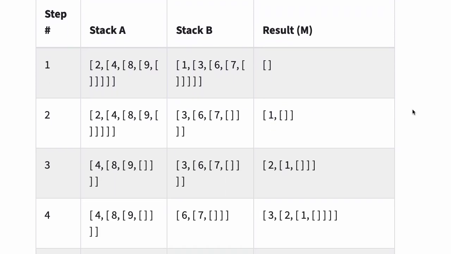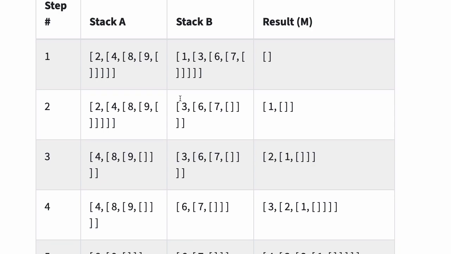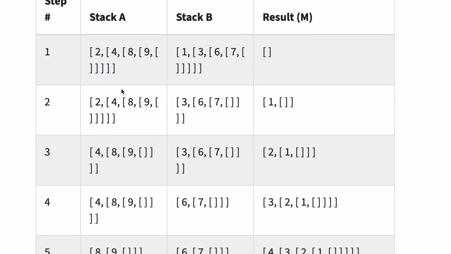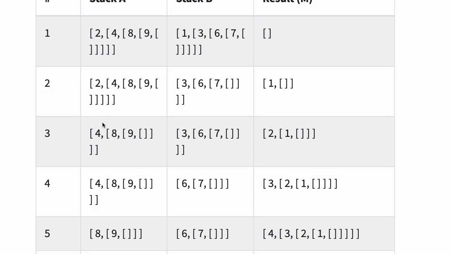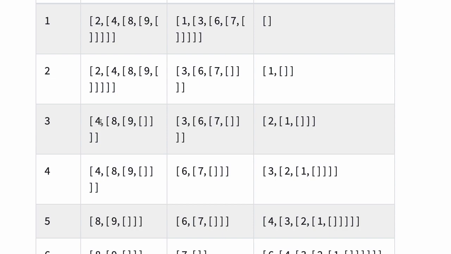Once again, here's a tabular view of the merging process. Stack A is 2, 4, 8, 9. Stack B is 1, 3, 6, 7, and M is initially empty. 2 is greater than 1, so we're going to pop 1. 2 is less than 3, so we're going to pop 2 next. And then we compare 4 and 3. Since 4 is greater than 3, we're going to pop 3.